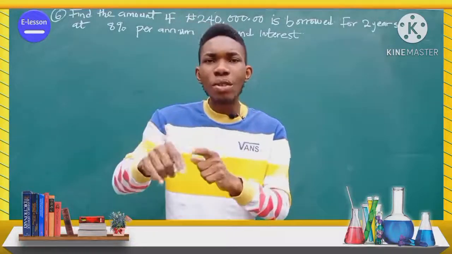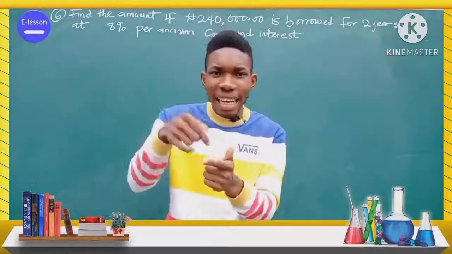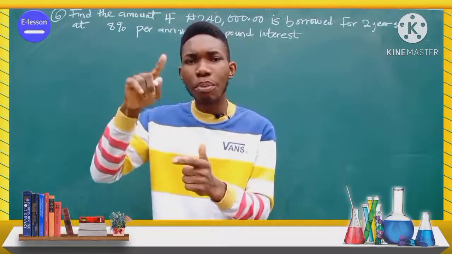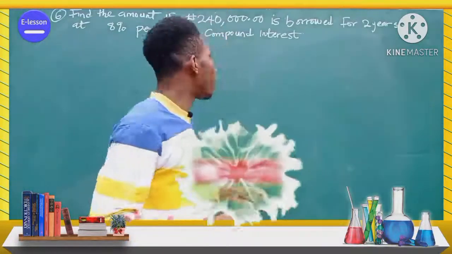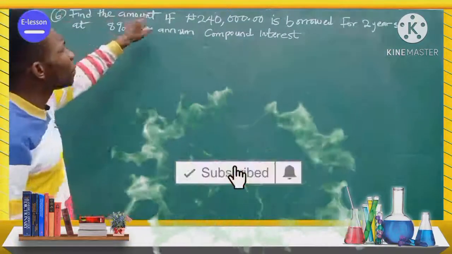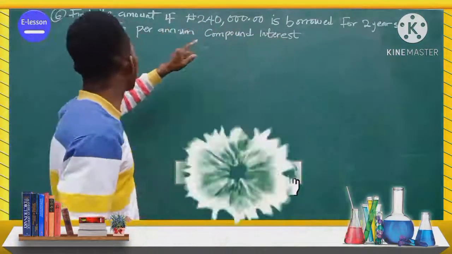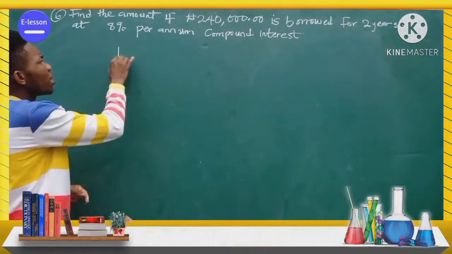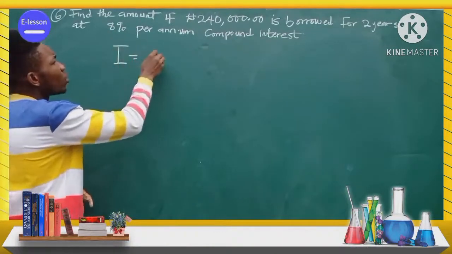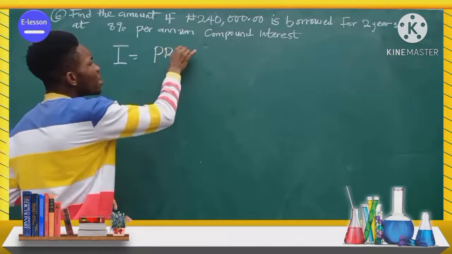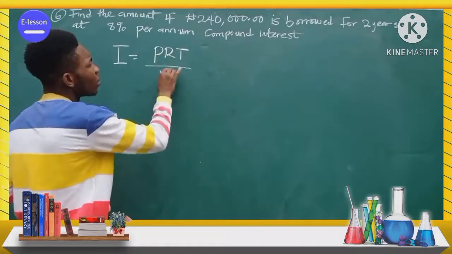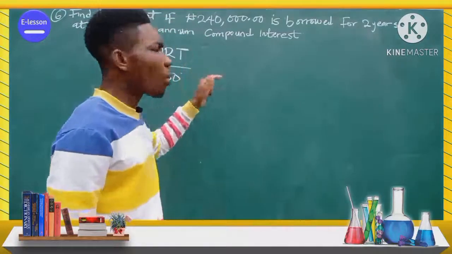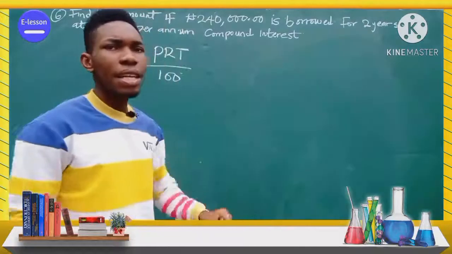Now, have you gotten the interest for the other year? Add it again to the principal you started with. That will give you the principal for the next year. So when you have, find the amount if 240,000 naira is borrowed for 2 years at 8% per annum, the formula for calculating simple interest is I equals PRT over 100. Here R is the rate, T is the time, and P is the principal.